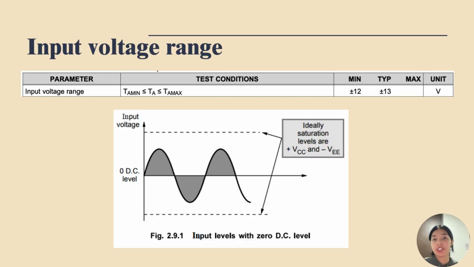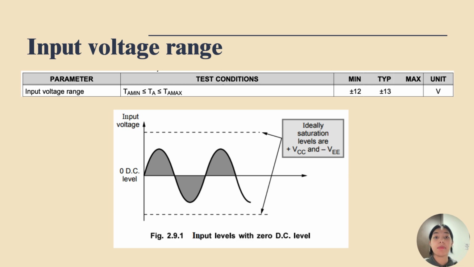The input voltage range. The input voltage range of an operational amplifier defines the range of voltages that can be applied to its input terminals without causing distortion or malfunction. In an ideal op-amp, there would be no limitation of the input voltage, but in real devices, this range is constrained by the internal transistor circuitry and the power supply limits. The input voltage range is typically slightly lower than the supply voltage range.